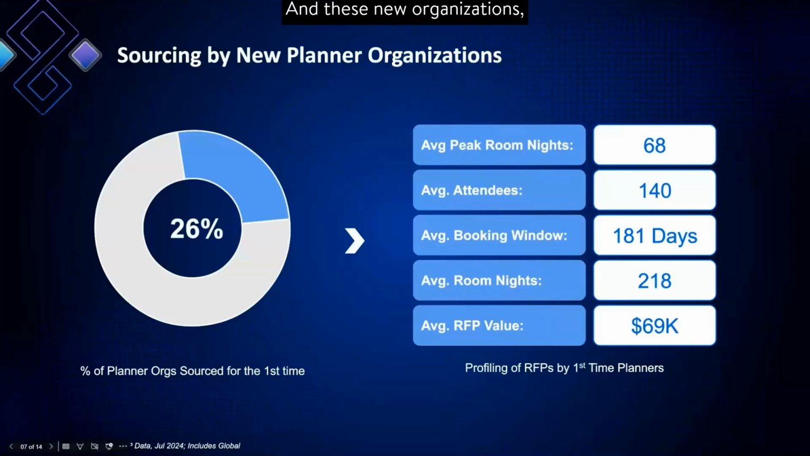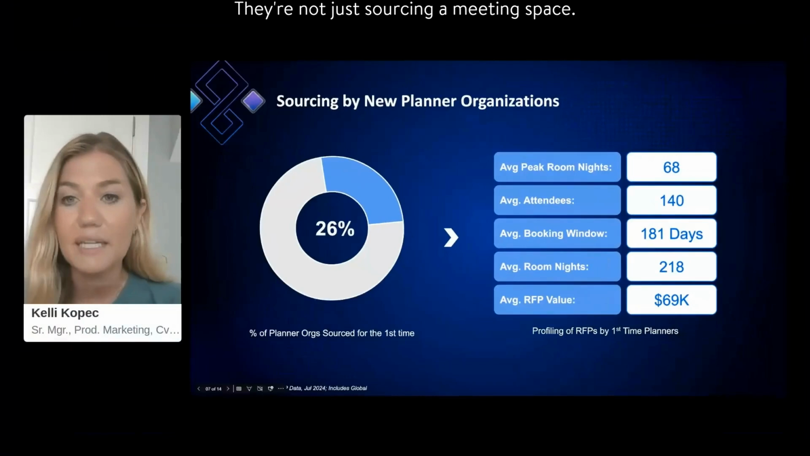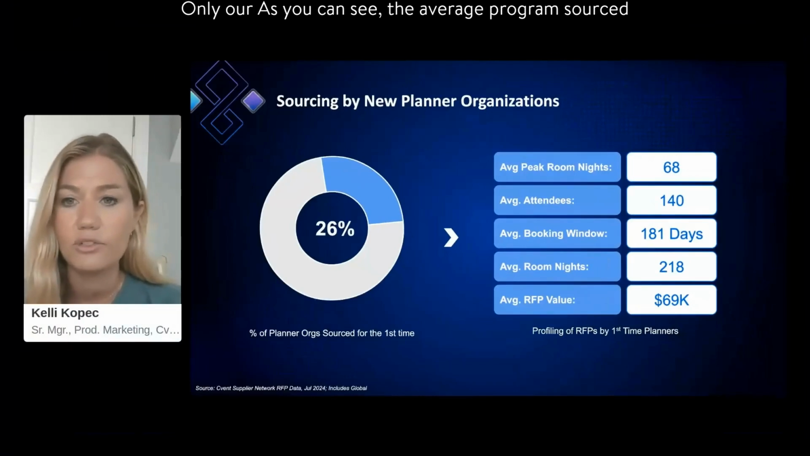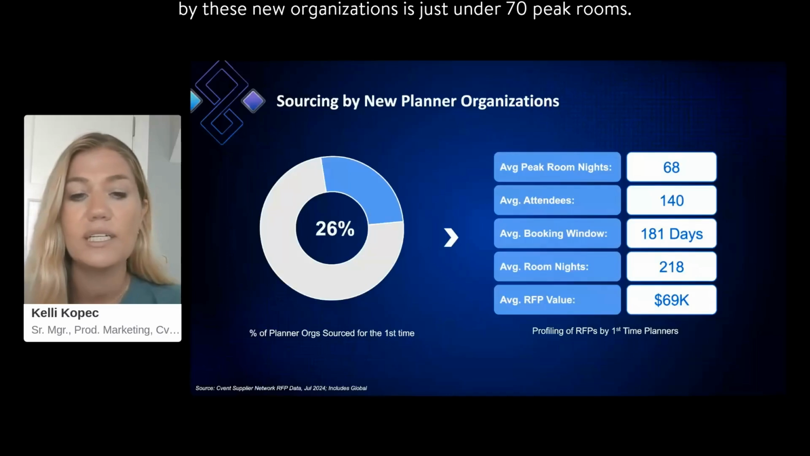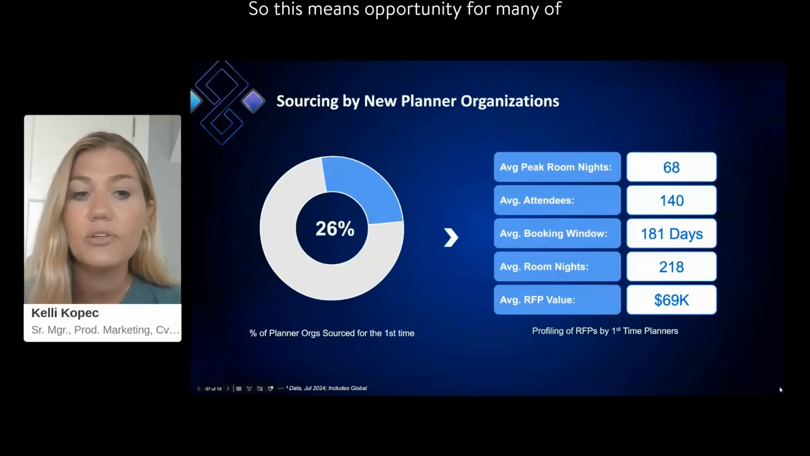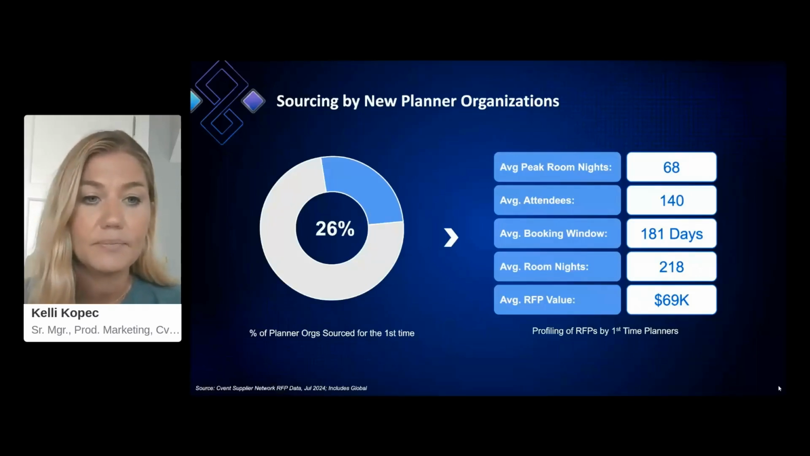And these new organizations, they're not just mom and pop shops. They're not just sourcing a meeting space only RFP for a social gathering. You can see the average program sourced by these new organizations is just under 70 peak rooms. So this means opportunity for many of the hotels to capitalize on this business.